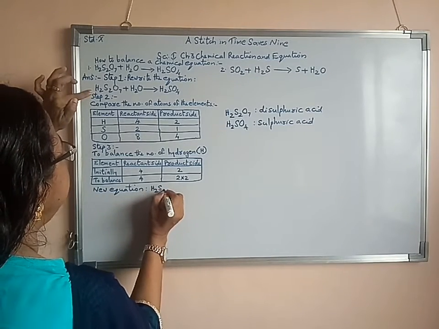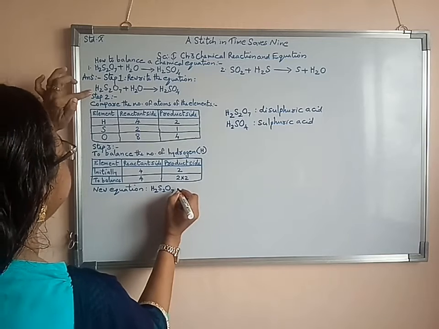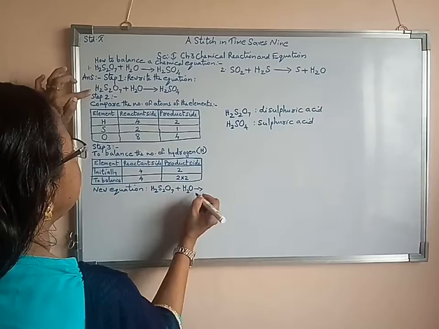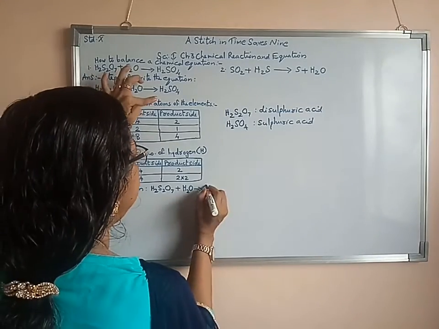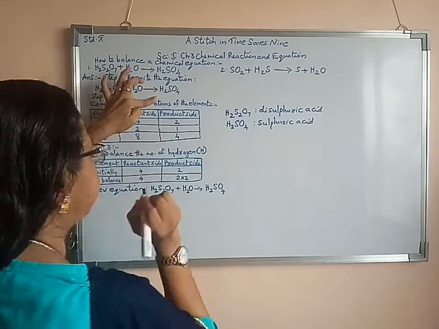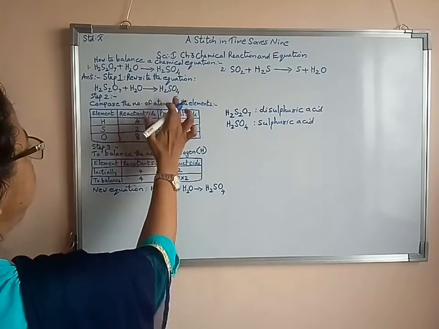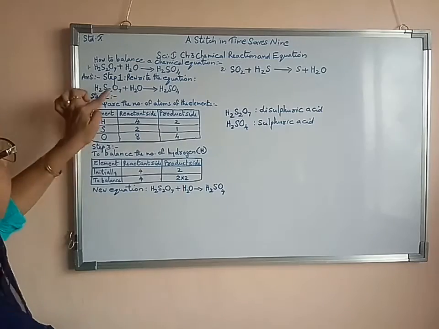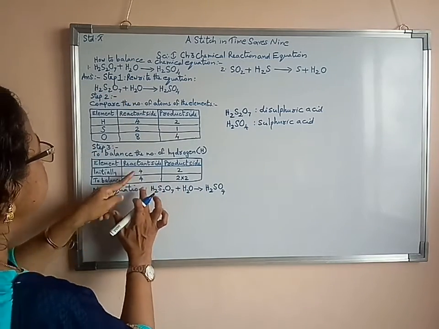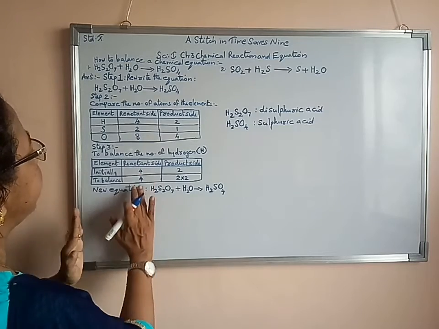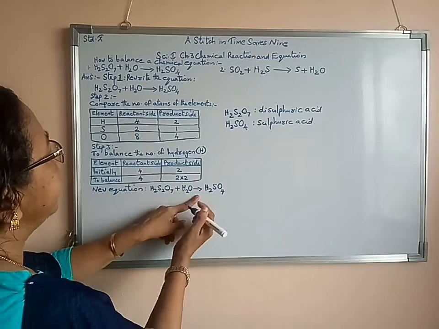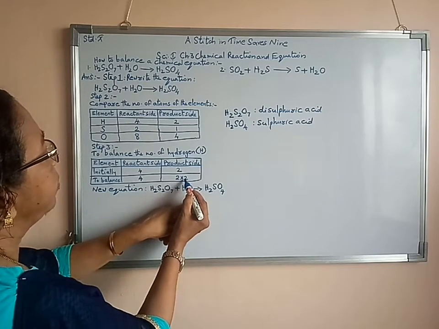The equation we wrote, first we will copy: H2S2O7 plus H2O gives rise to H2SO4. The same equation I copied here. Afterwards, hydrogen's number. This side I didn't make any change. That means the reactant side I didn't touch. But on the product side, hydrogen's number I increased.